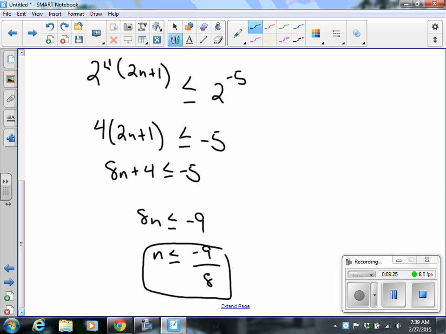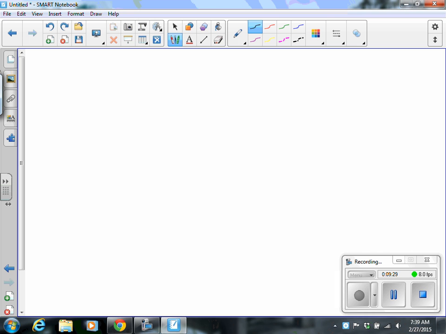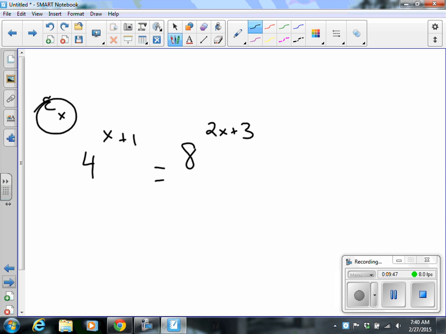Okay, so for the last one, I gave you easy numbers to work with. You have 4 to the power of x plus 1, which then equals 8 to the power of 2x plus 3. I'll give you a hint. Think about how you can get to 4 and think about how you can get to 8. They have to be the same number.